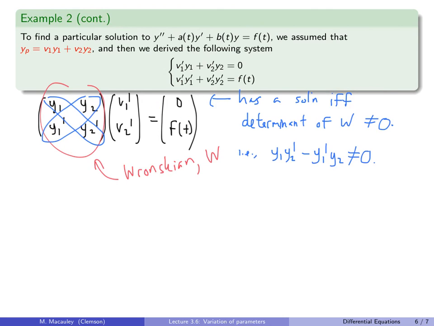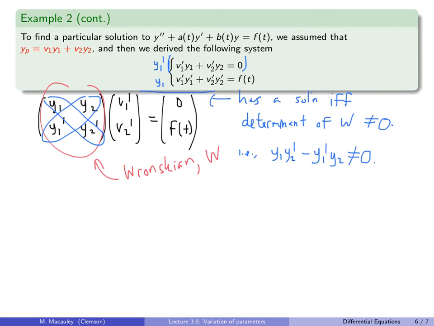This has a solution. You can solve it the same way as you did before. So what did we do before? We took this first equation, and remember, we wanted to eliminate v1, so we multiplied this first equation by y1 prime and the second equation by y1, and we subtracted them, and then you solve for v2. That wasn't bad.